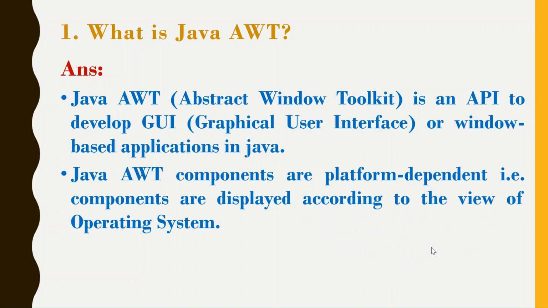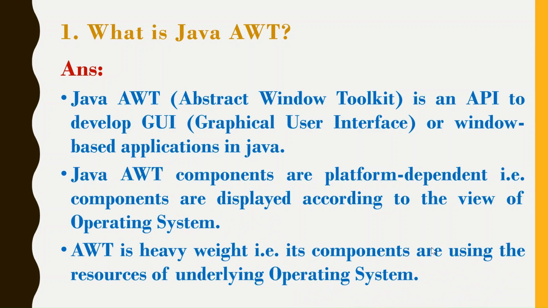Java AWT components are platform dependent. That is, components are displayed according to the view of the operating system. So generally, when we see the output of an application, it needs to look the same in any operating system. But here the Java AWT components are platform dependent. So according to the operating system instructions, the output is represented, and there is some slight variation in the output.